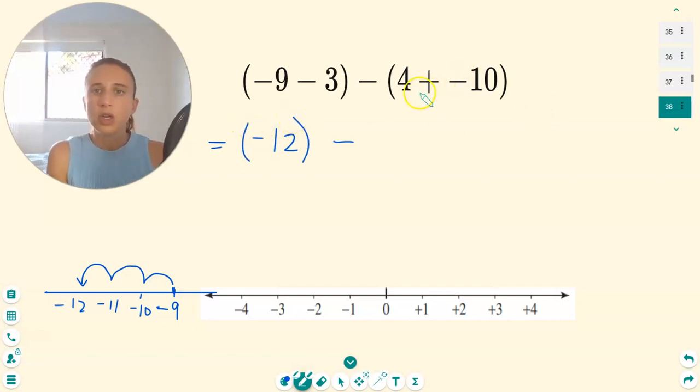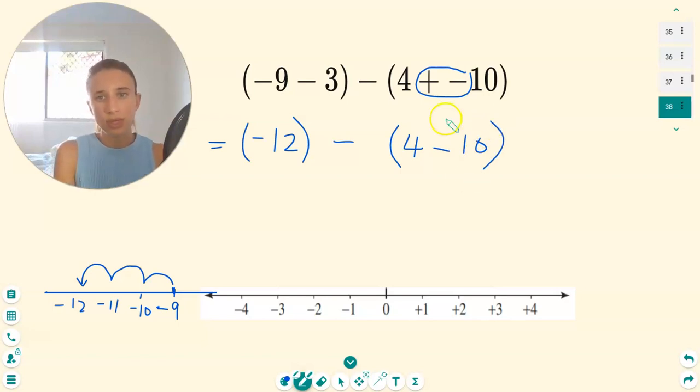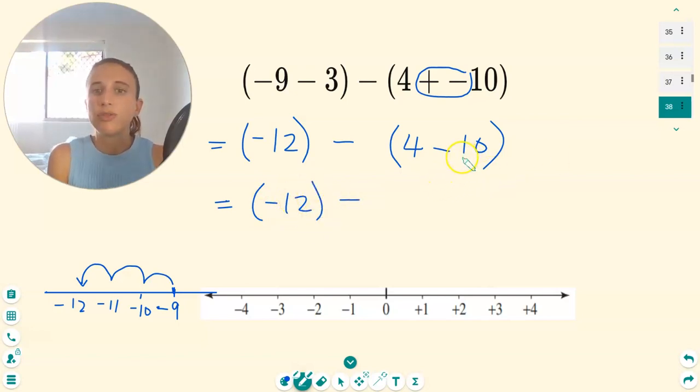Might keep them there. 4 plus negative 10. Well, I'm going to circle that. So when the signs are next to each other, circle it. And they are different signs, which means take away, which means subtract, sorry. Rewrite it. And then we've got negative 12. And we're going 4 take 10. And I can show that on the number line.